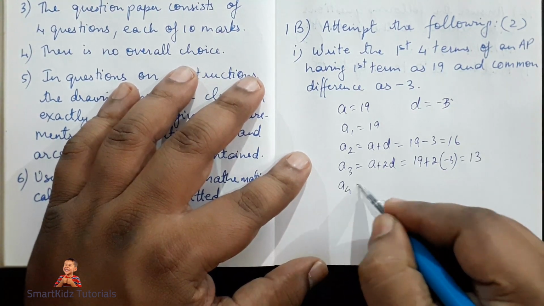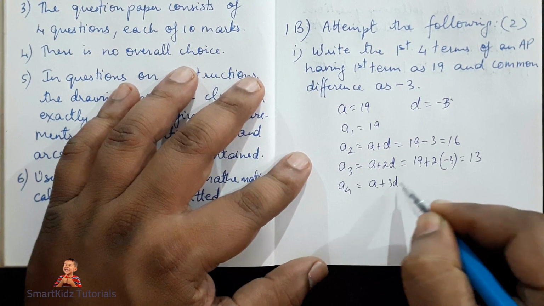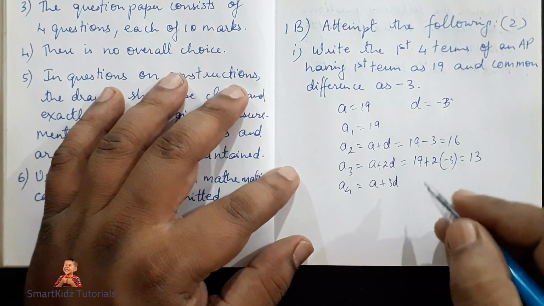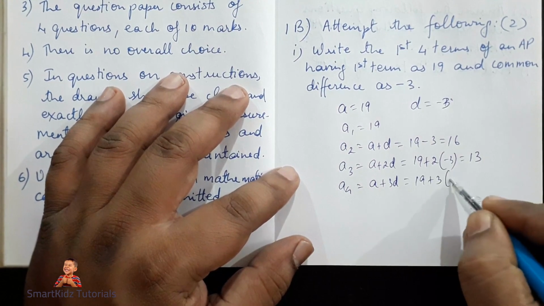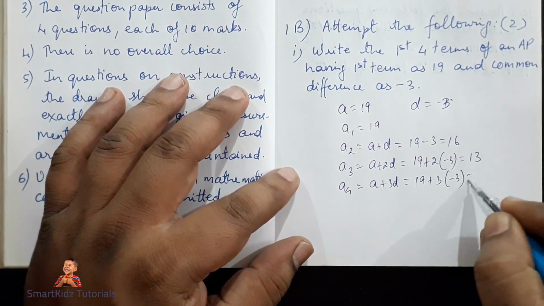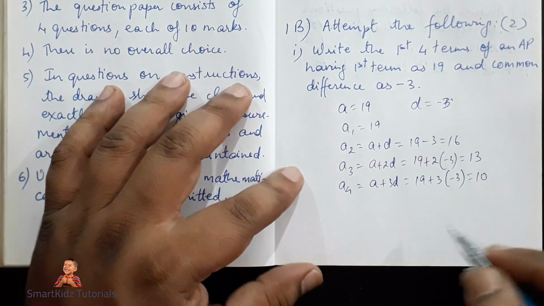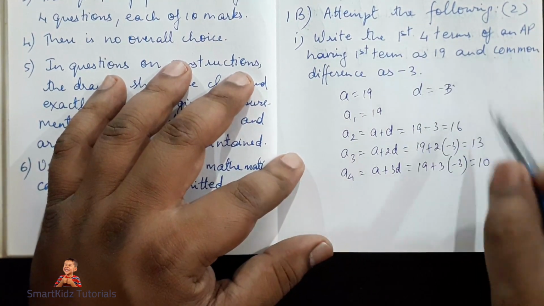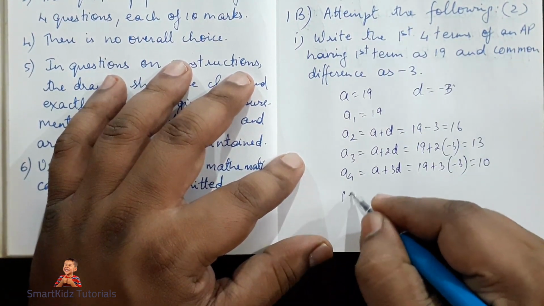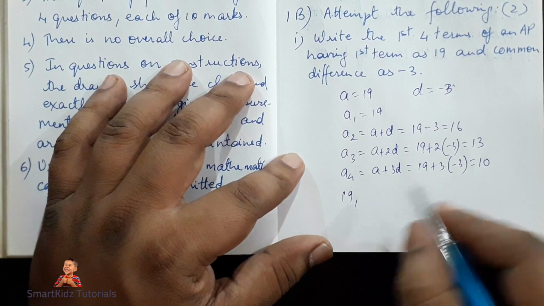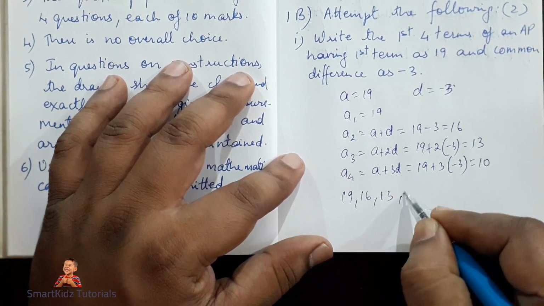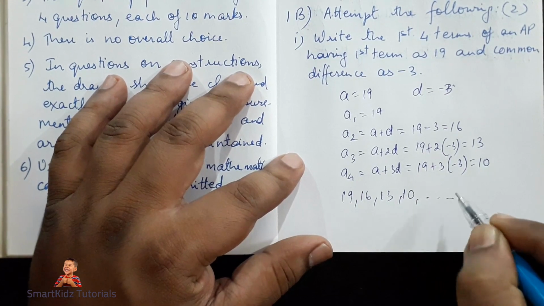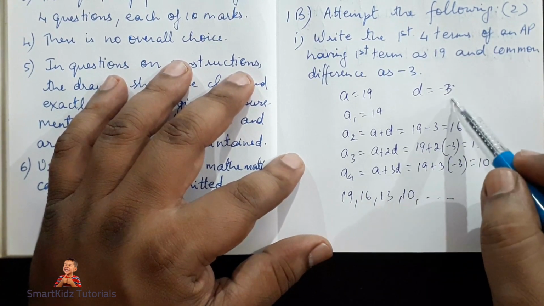Then A4 is equal to A plus 3D equal to 19 plus 3 into minus 3, which will come to 10. So you have the following sequence as 19, 16, 13, 10 and so forth. Okay, so because the difference is minus 3.